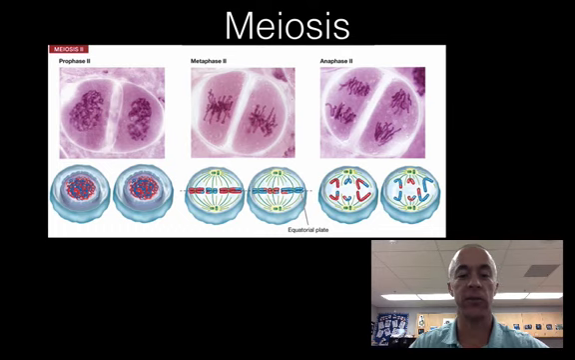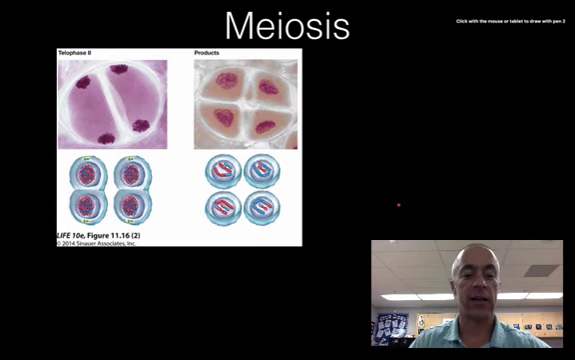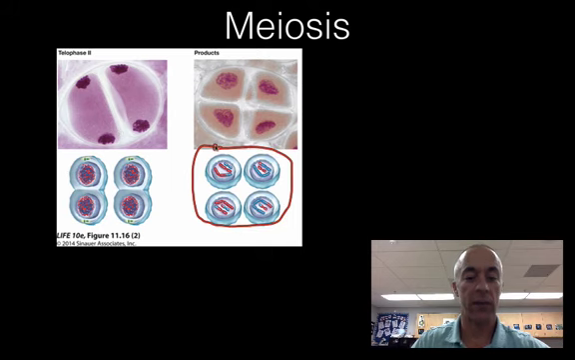And then meiosis 2 is almost exactly the same as mitosis. So our nuclear wall starts to break down, the chromosomes line up in the middle of the cell, and then the sister chromatids are pulled apart from each other. And by the end, now we have 4 cells that are haploid, that are genetically unique from each other.